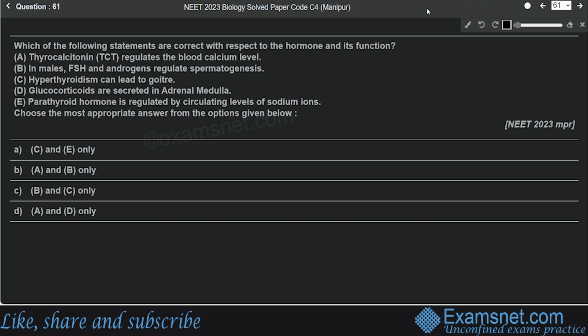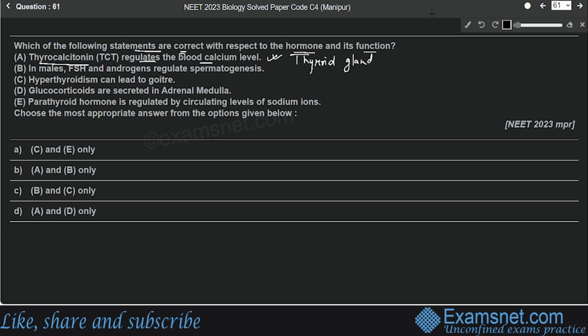Question number 61 is from the chapter Chemical Coordination and Integration, and the question is which of the following statements are correct with respect to hormone and its function. So let's read the statement. The first statement says that thyrocalcitonin regulates blood calcium level. Yes, this is a correct statement. Thyrocalcitonin, or simply calcitonin, is a hormone that is produced by the thyroid gland, right? It is produced by the thyroid gland, and it helps to regulate the levels of calcium and phosphorus in the blood.